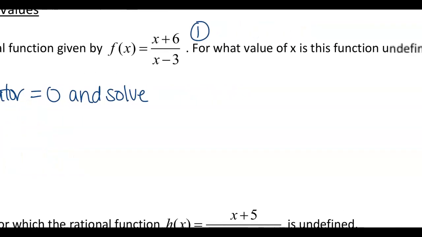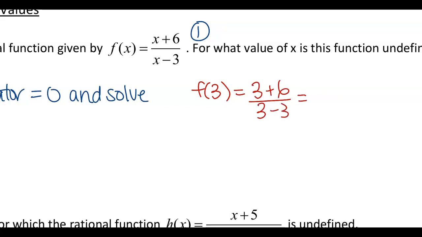Let's double check that. For my second part, we're going to take f of 3 and set it equal to 3 plus 6 over 3 minus 3. I just want to make sure that what Mia said is correct. So 3 plus 6 is 9. 3 minus 3 is 0. That's where the error is. Whenever you get a problem that has 0 in your denominator, this is when you will get an answer that is undefined. And that's what I want to avoid.